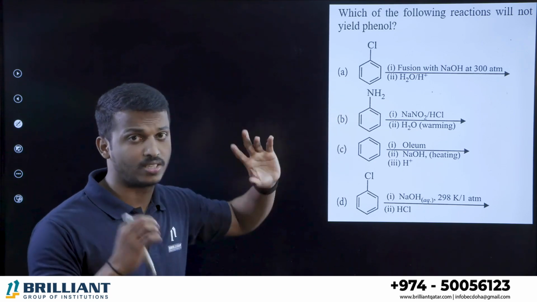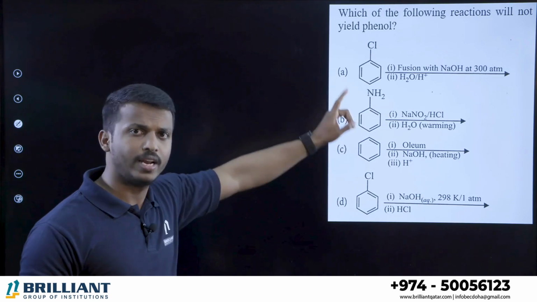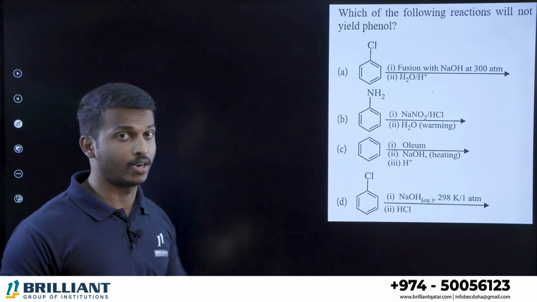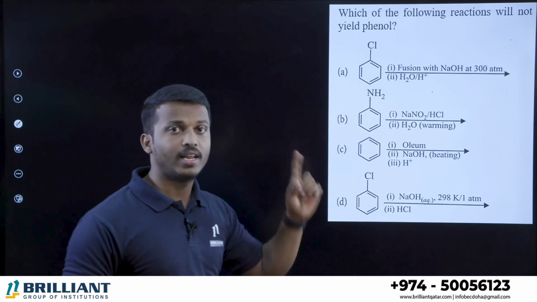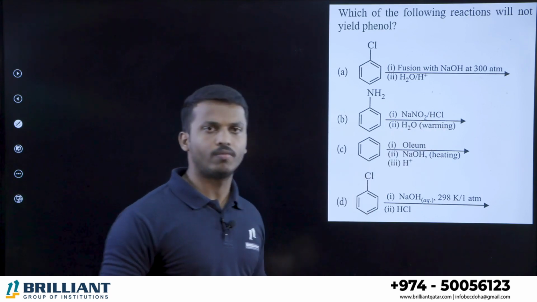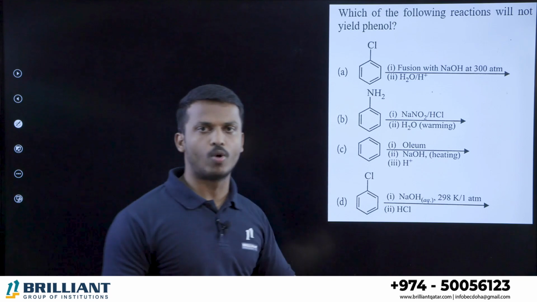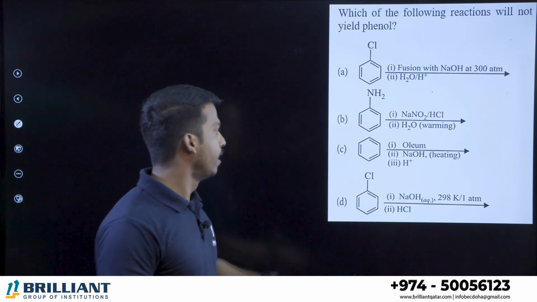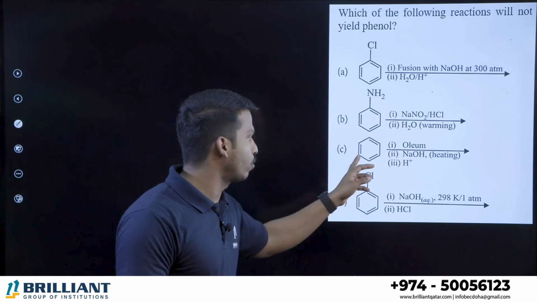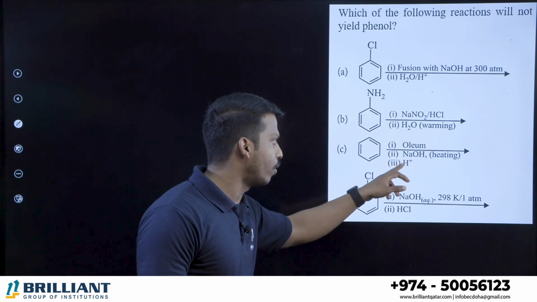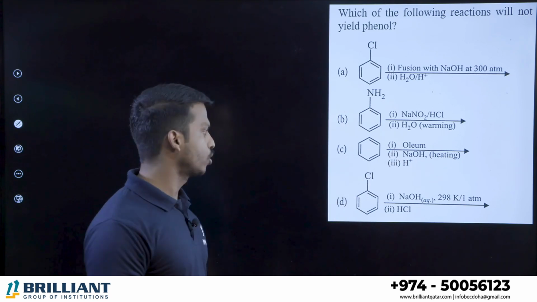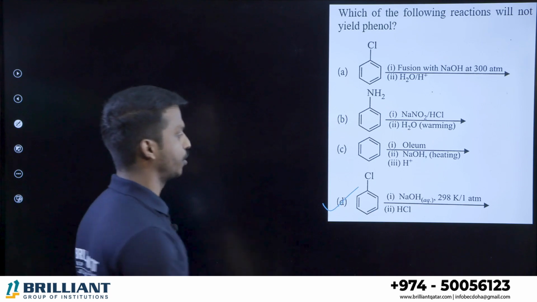We were adding HCl, so you will get phenol. It's a method. The question asks which is not a method. Aniline: first of all diazotization, we will get benzene diazonium chloride. Then we treat with warm water, we will get phenol. Benzene, treating with oleum, then NaOH and H+, we will get phenol. So the expected answer is option D.